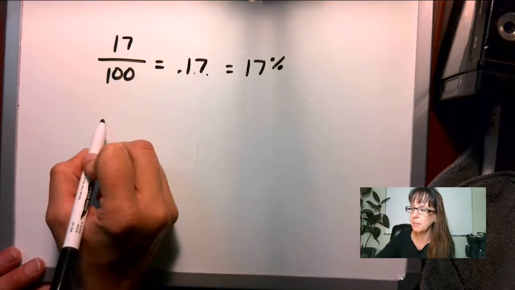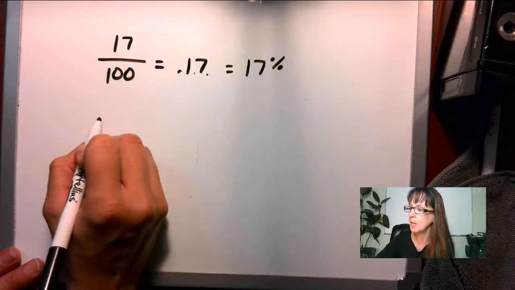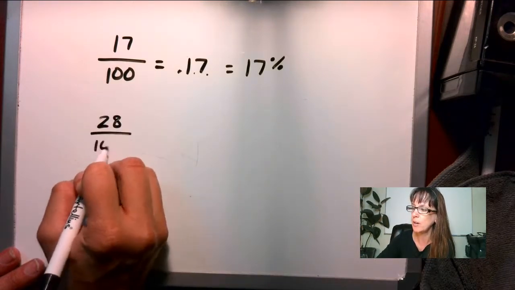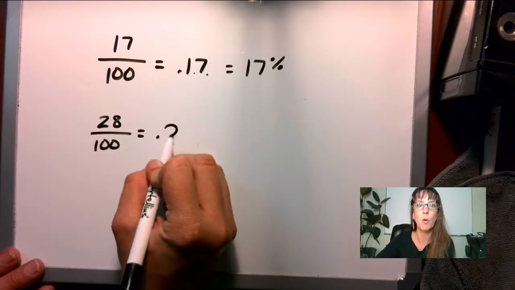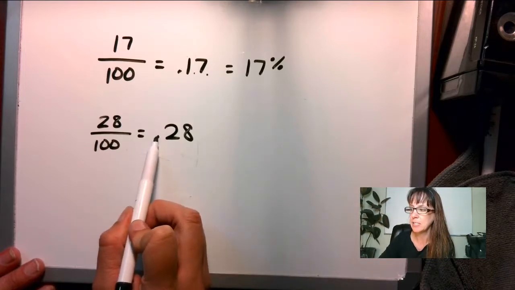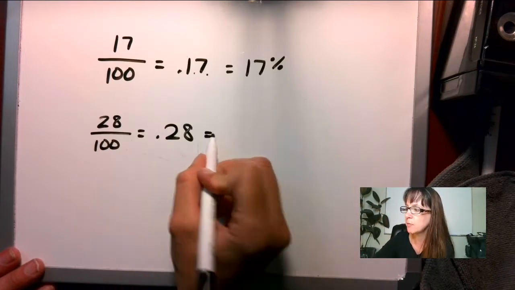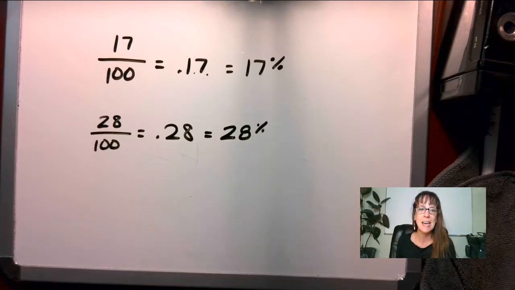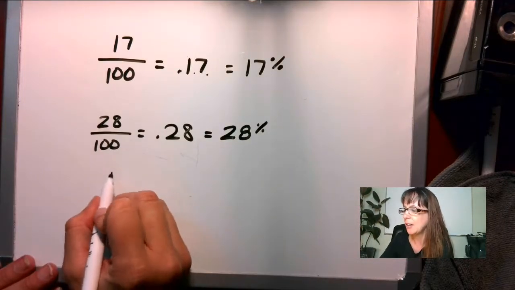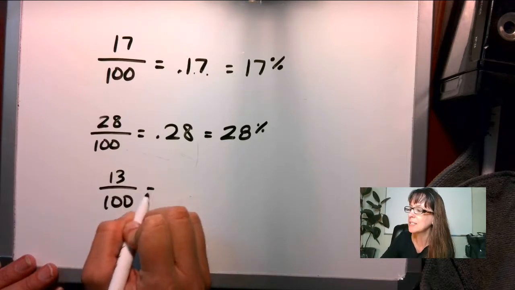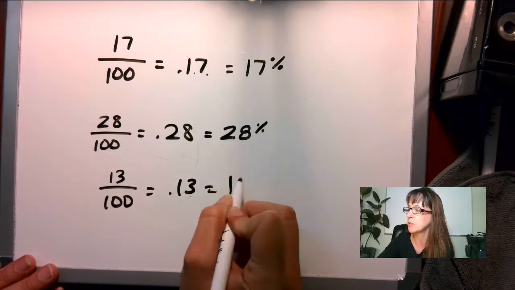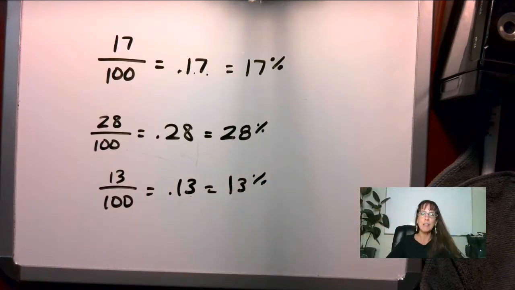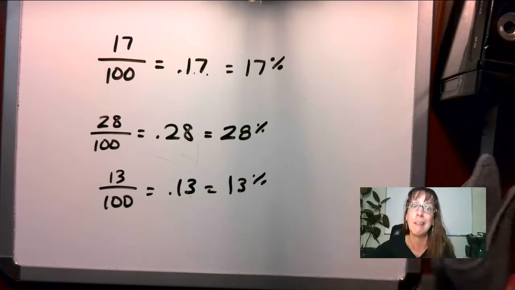So let's talk about this. If you have 28 over 100, that's gonna equal 0.28, and we move our decimal 1, 2 spots from our decimal to our percent, and that's 28%. So 13 over 100 is going to be 0.13, which equals 13%. Basically, everything over 100 is going to make your life a lot easier.